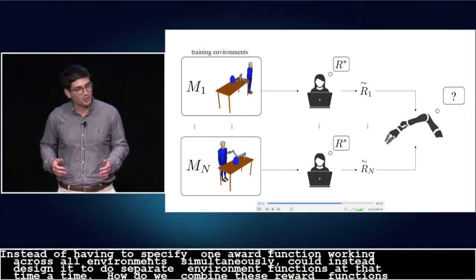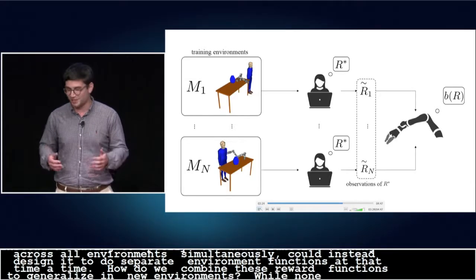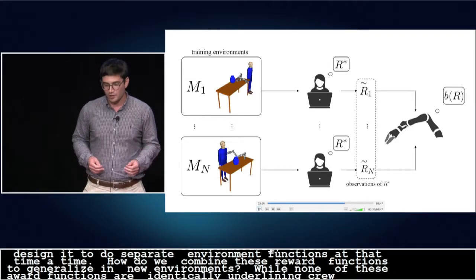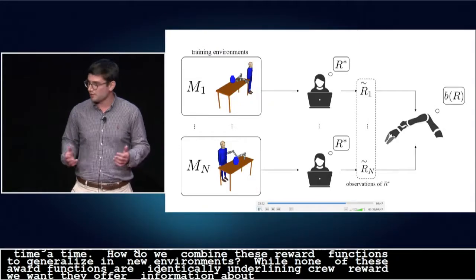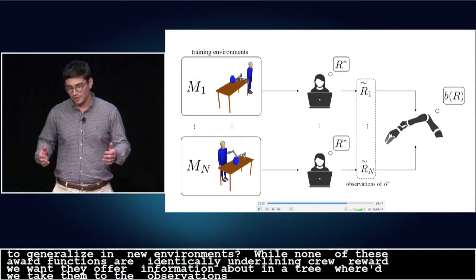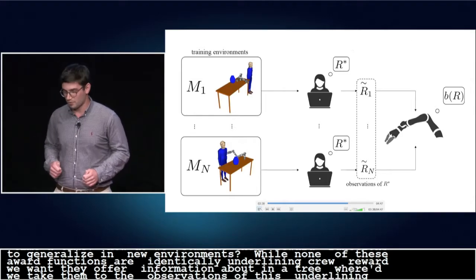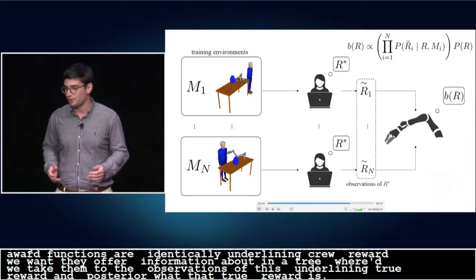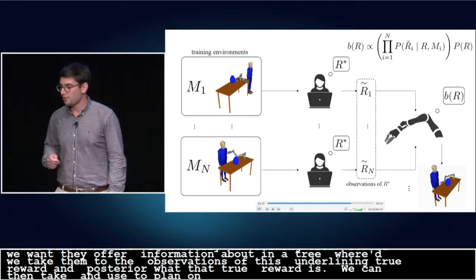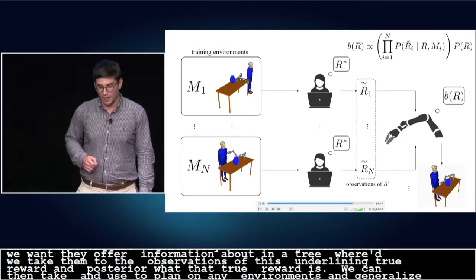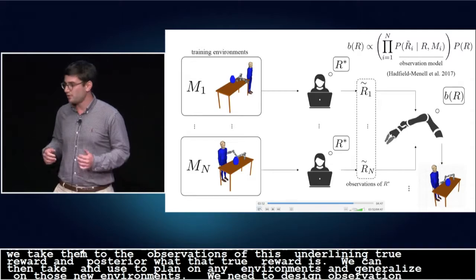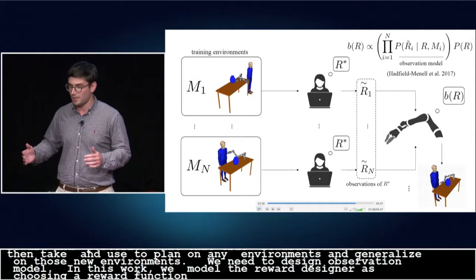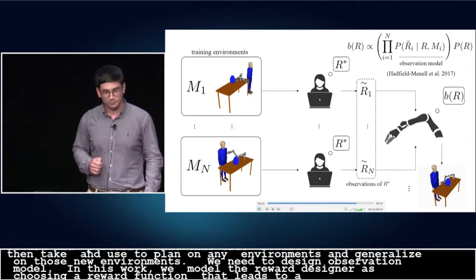Well, while none of these reward functions are identically the underlying true reward that we want, they all hold a lot of information about that underlying true reward. So what we can do is take them to be observations of this underlying true reward, and then use Bayesian inference to compute a posterior over what that true reward is, which we can then use to plan on new environments and generalize to those new environments. Now, of course, in order to do that, we need to define some observation model. And in this work, what we do is we model the reward designer as choosing a reward function that leads to a trajectory in the training environment that achieves high true reward under R.